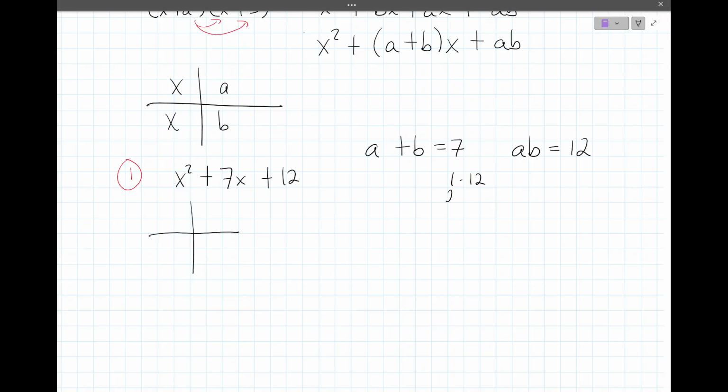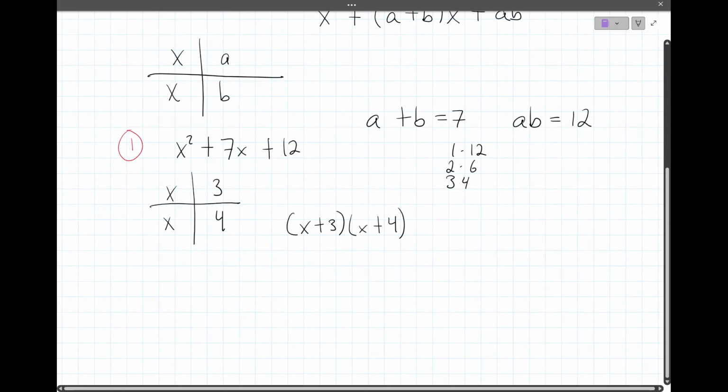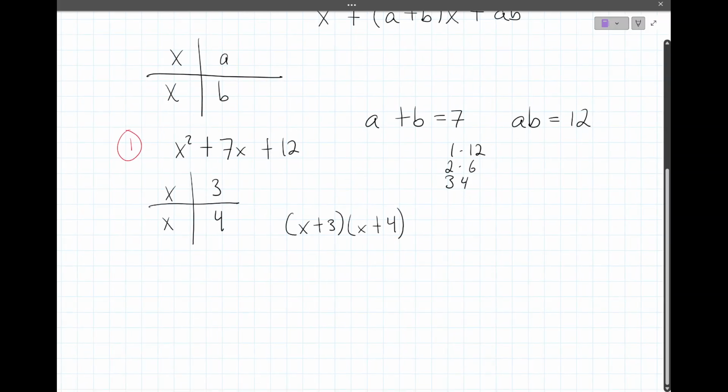No, that doesn't work. Well, if we add those together, 1 and 12 add to 13. That won't work. 2 and 6 add to 8. 3 and 4 add to 7. So it looks like this is going to be x, 3, and 4. What's happening is x plus 3 and x plus 4 are our factors. We've taken a quadratic that has a higher power, x squared, and made it a lower power now. So we've gone by the definition, and we can use the definition to help us out here.